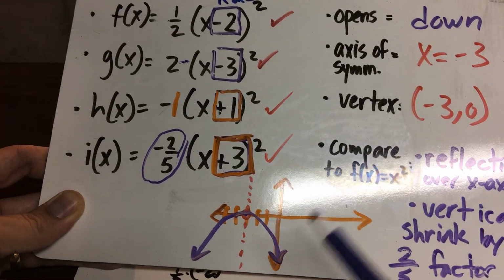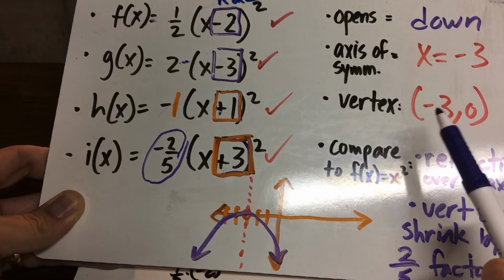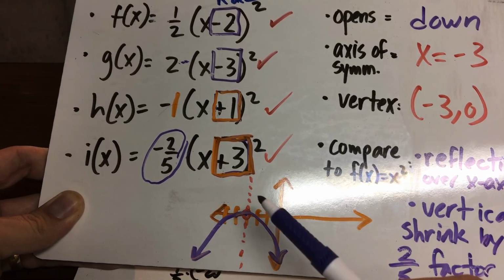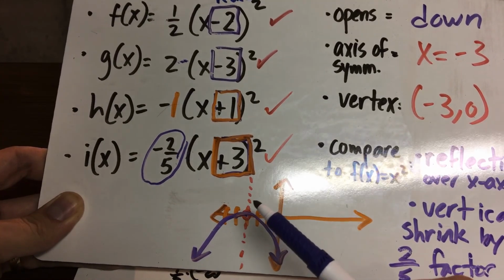The vertex is the same thing as the axis of symmetry. Negative 3, you just kind of drop it down. All you do is put a 0 after it. Negative 3, 0 is the spot right here where it reaches its highest point.